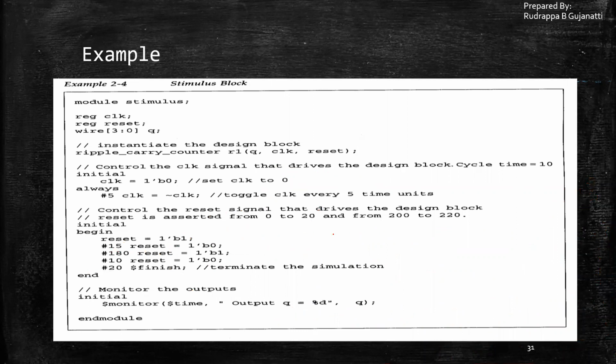So if I start off from 0 to 15, reset is 0. Sorry, 0 to 15, reset is 1. Reset is 1. But when the 15th unit starts, the 15th unit starts, reset is made 0.